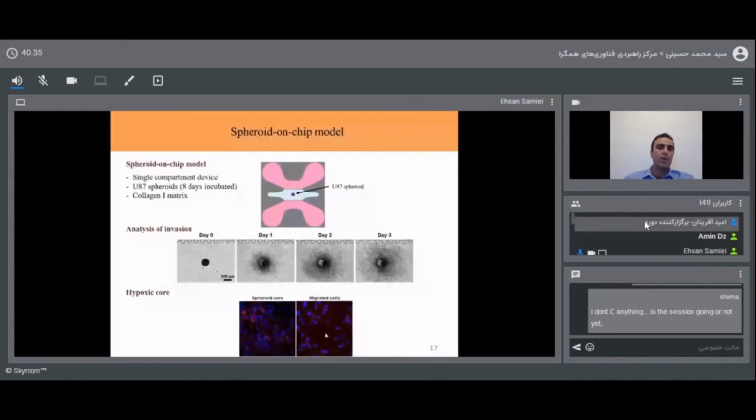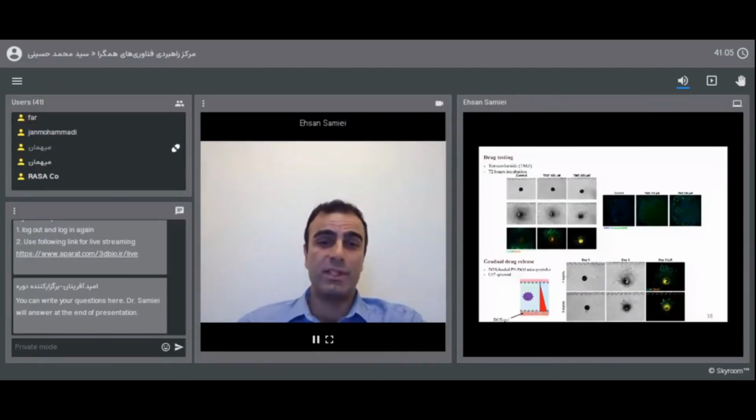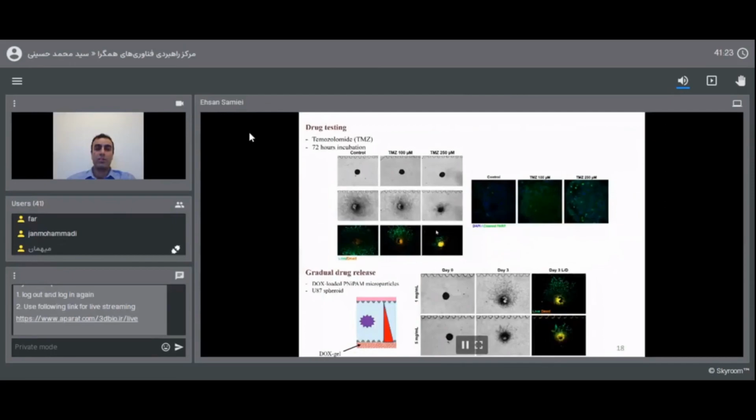Then, as proof of concept, we used the platform for drug testing using temozolomide and also doxorubicin, which is not shown here. As you can see, the level of invasion reduces significantly. The live-dead analysis here shows that there are still live cells around the tumor spheroid in the 250 micromolar case. That shows that the effect of the drug is not only on the viability of the cells, but it also confirms that the effect of the drug is on the invasiveness of the cells as well. So it suppresses the cell invasion.